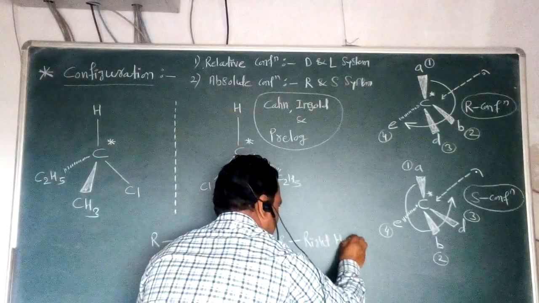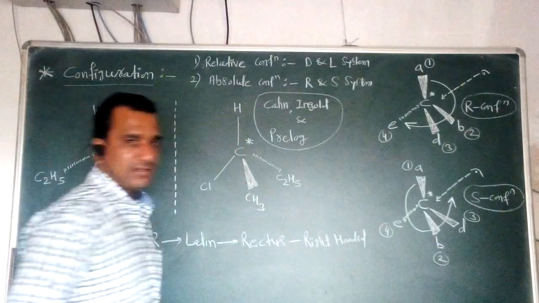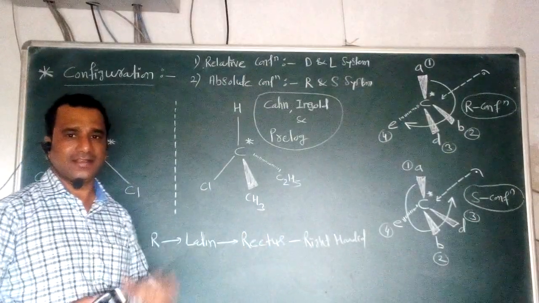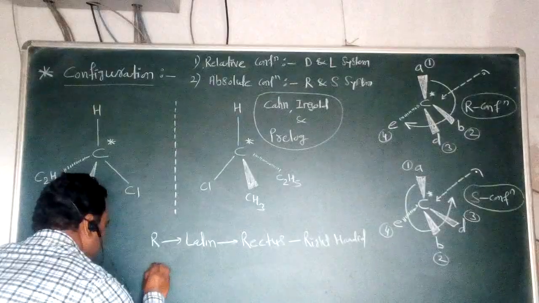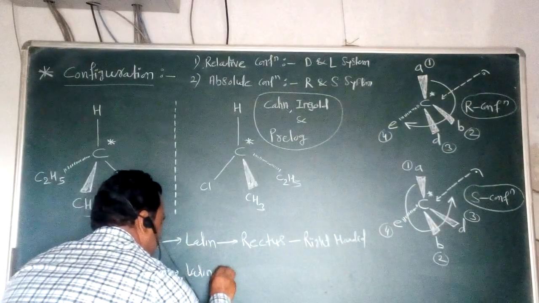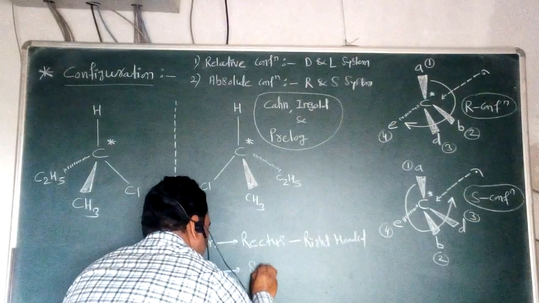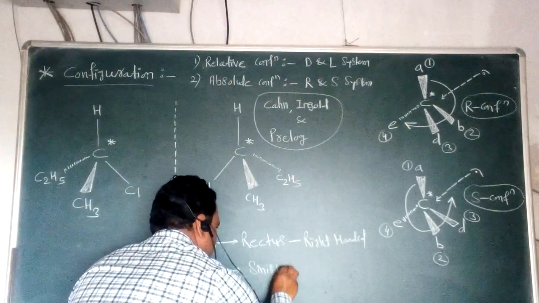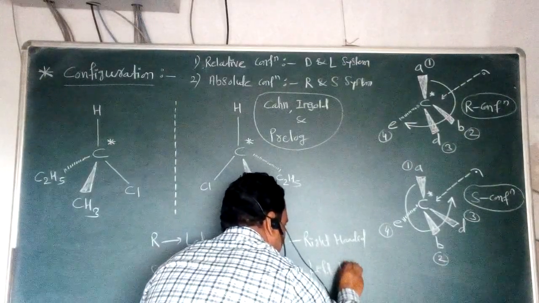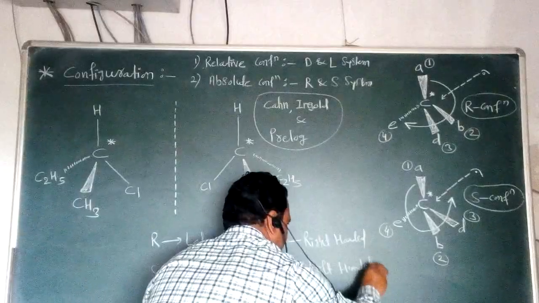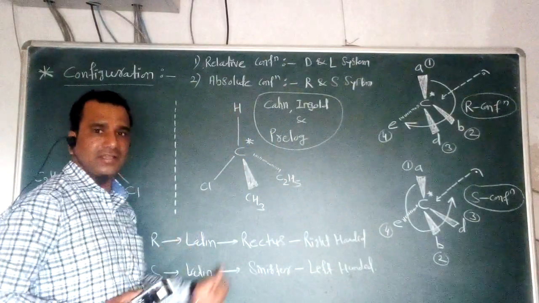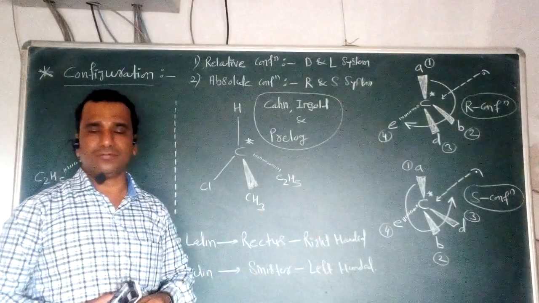This R is nothing but right-handed. R is a Latin word, it means rectus, and it means right-handed. While this S stands for, again, a Latin word, sinister. It means left-handed. So this is the literal meaning of R and S, their Latin words and their respective meanings.